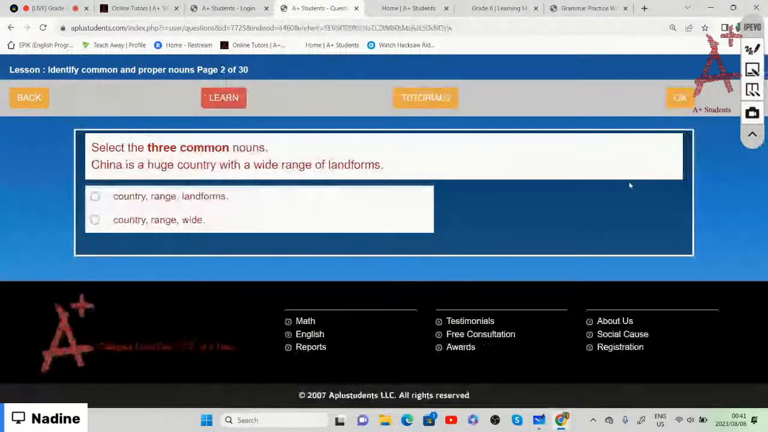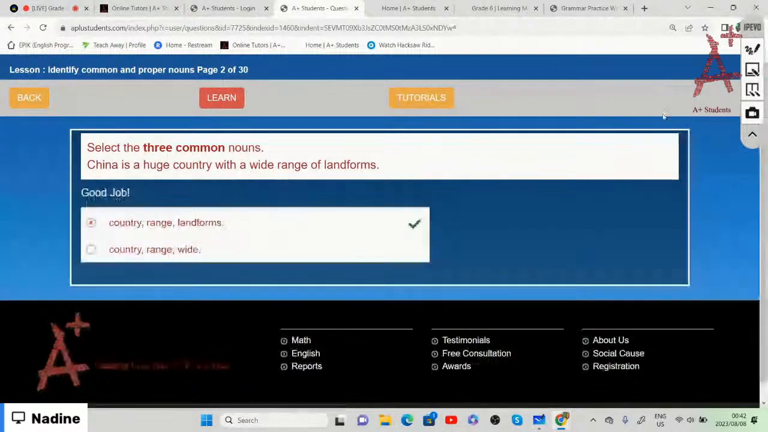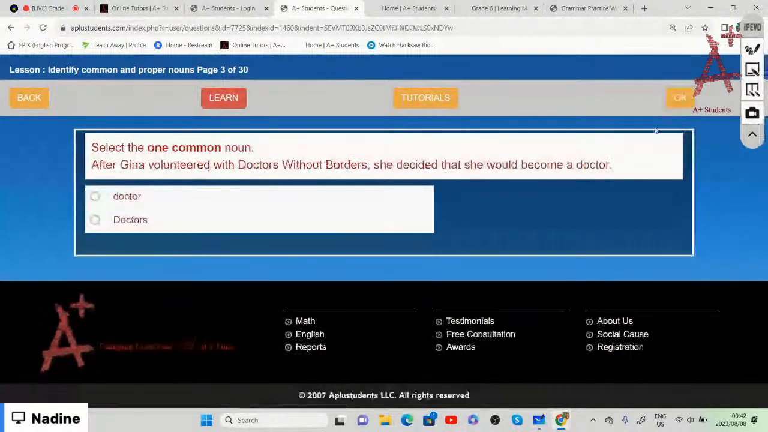All right, so if we choose the three common nouns within the sentence, then we're going to choose country, range, landforms, right? Country, range, landforms. And those are the three common nouns within that sentence.